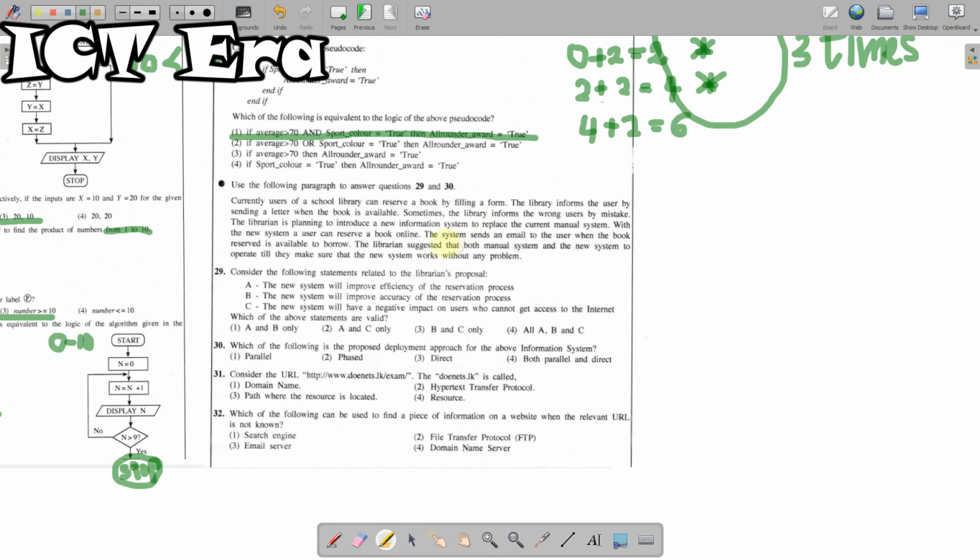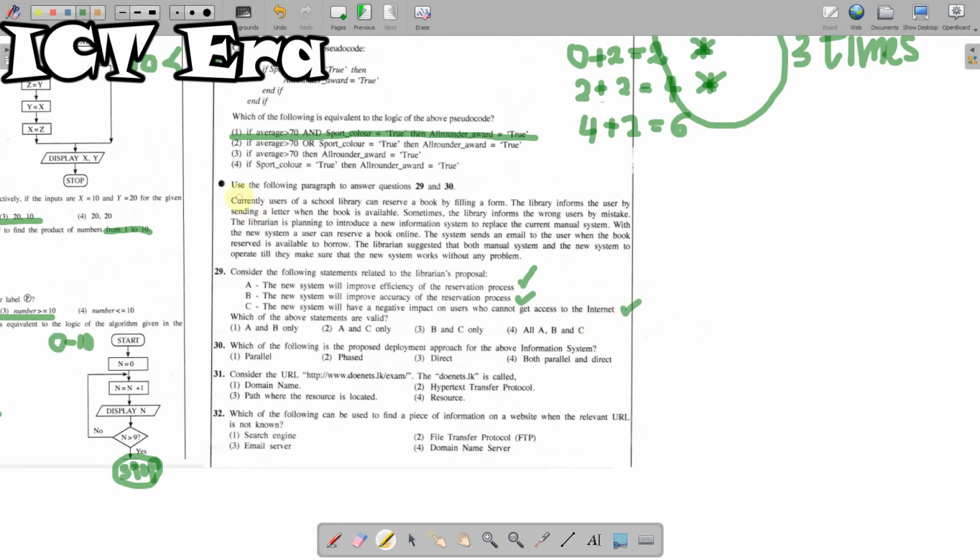So now in the library, the librarian is planning to introduce a computer-based system. Consider the following statements related to the librarian's proposal. Which of the above statements are valid? The new system will improve the efficiency? Yes. Improve the accuracy? Yes. The new system will have a negative impact on users who cannot get access to the internet?